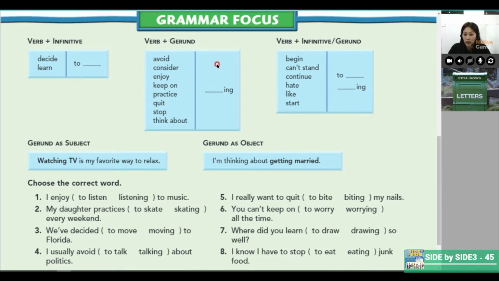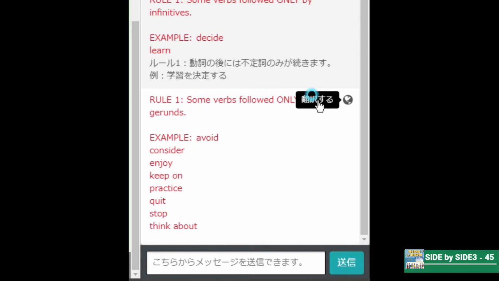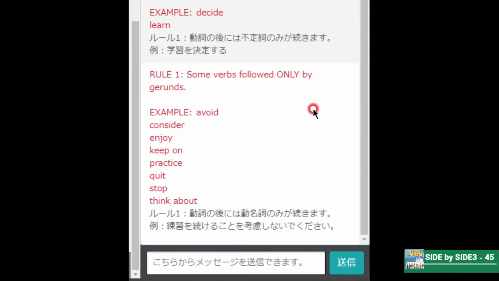Now let's check the grammar rule for this blue box. The grammar rule for this blue box is: some verbs are followed only by a gerund. Examples are avoid, consider, enjoy, keep on, practice, quit, stop, and think about. These are the gerunds. Very good.